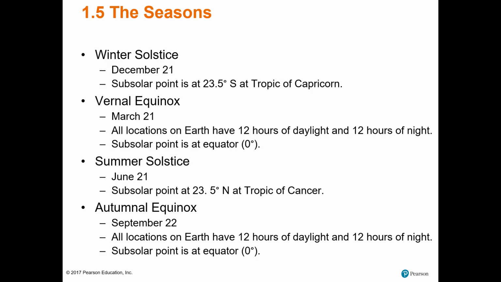Notice that at the equinoxes, all locations of Earth have 12 hours of daylight and 12 hours of night, and the subsolar point is at the equator at 0 degrees. During the solstice, we have a subsolar point in the winter at the Tropic of Capricorn, which is 23.5 degrees south, and in the summer at the Tropic of Cancer, which is 23.5 degrees north. That's the summer solstice.